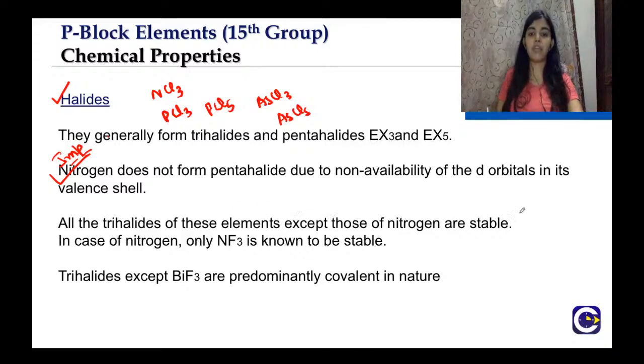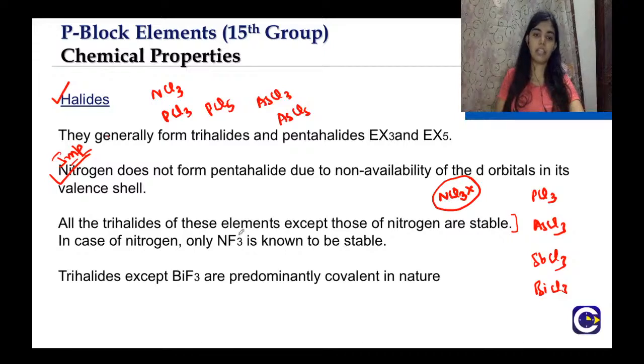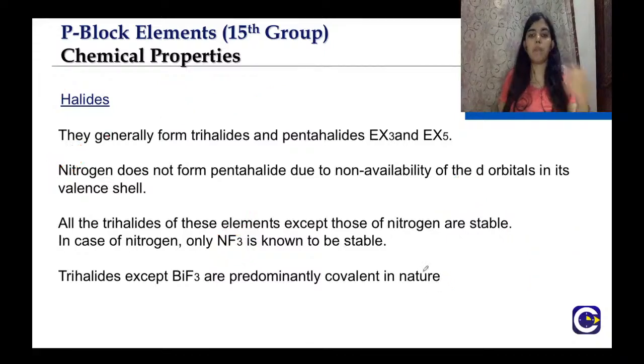All the trihalides of these elements except those of nitrogen are stable. Now this is very important. If you take PCl3, AsCl3, SbCl3, or BiCl3, they are all stable, but NCl3 is not stable, while the only stable trihalide for nitrogen is NF3. Okay. Trihalides except BiF3 are predominantly covalent in nature. Now this is very important. How can you define the covalent nature and the ionic nature of a compound? The greater the electronegativity difference, the more is the ionic character.